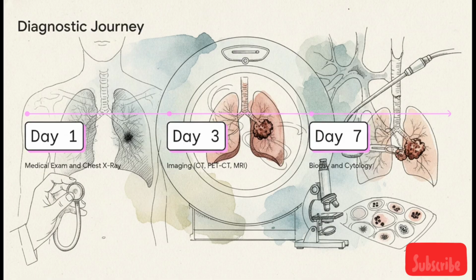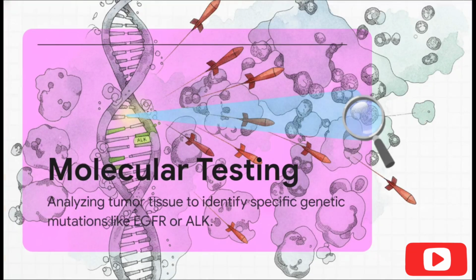This means doing a biopsy, which is often done through a bronchoscopy. That's where they guide a tiny camera right down the airway to sample the tumor directly. Once the lab has that tiny piece of tissue, they do something honestly incredible, called molecular testing. They analyze the tumor's DNA to hunt for specific genetic mutations, which go by names like EGFR, ALK, ROS1, or KRAS. And why this matters is absolutely huge.